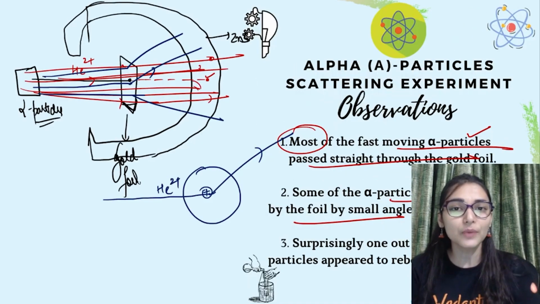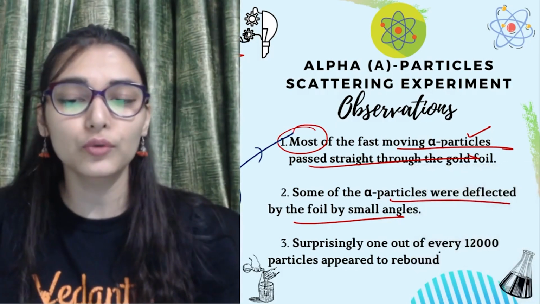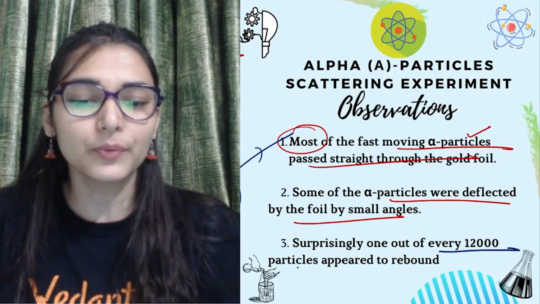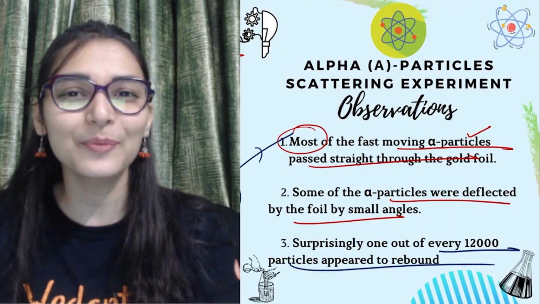Okay. The next observation was that surprisingly 1 out of every 12,000 particles appeared to rebound. What does this mean?